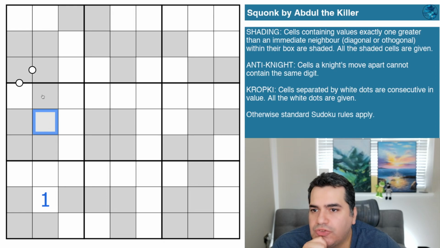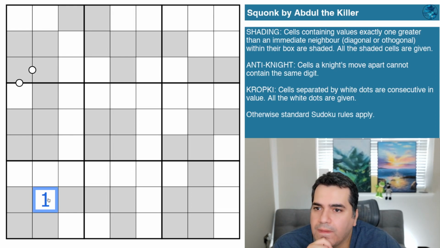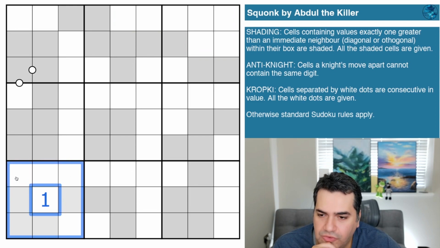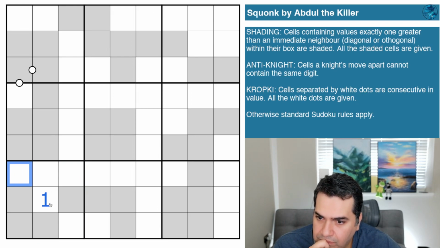Maybe the shaded cells are less interesting than the white cells, just like the one here. Here's a bit of logic. I think the 1 can only ever occur in a non-shaded cell purely because nothing is going to be less than 1. So almost by definition, 1 has to be in an unshaded cell.